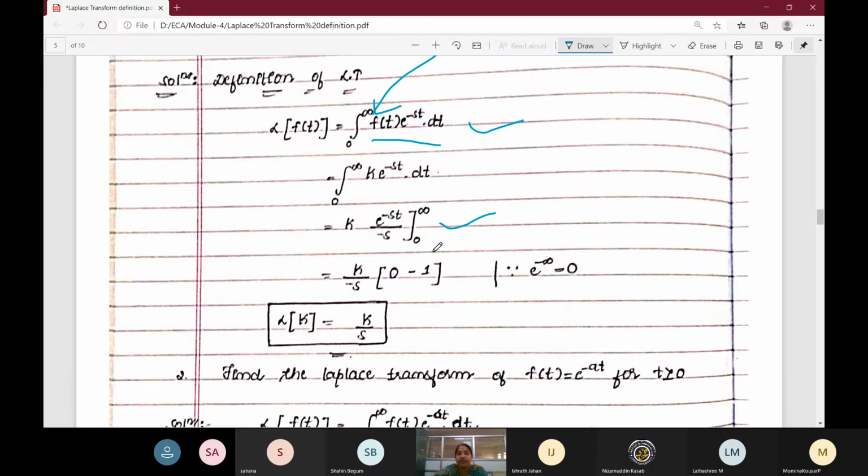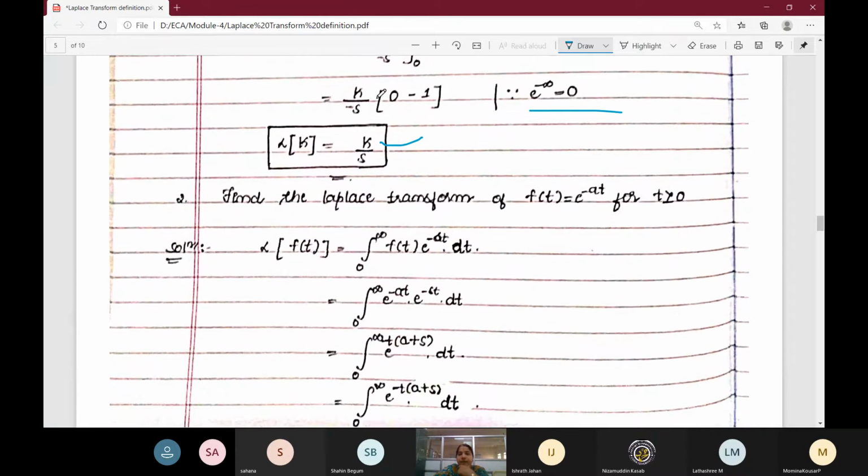So first apply the upper limit, then the lower limit. So it will be e power minus infinity minus e power 0. E power minus infinity is nothing but 0, and anything to the power of 0 is 1, so it becomes minus 1. Upper limit minus lower limit, so minus of minus becomes plus. So the Laplace transform of any constant is that constant divided by s. If it is 1, it is 1 by s. If it is 2, it is 2 by s. If it is 3, it is 3 by s. Getting it? So this is the Laplace transform of a constant.